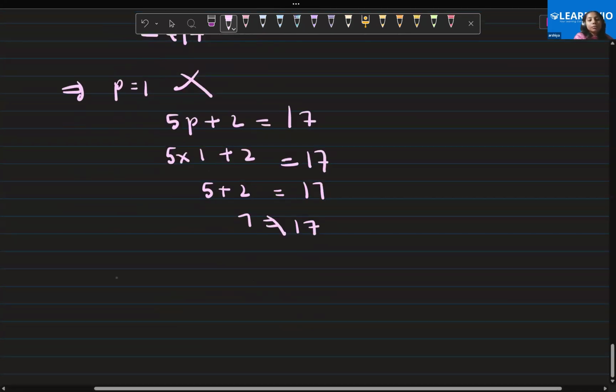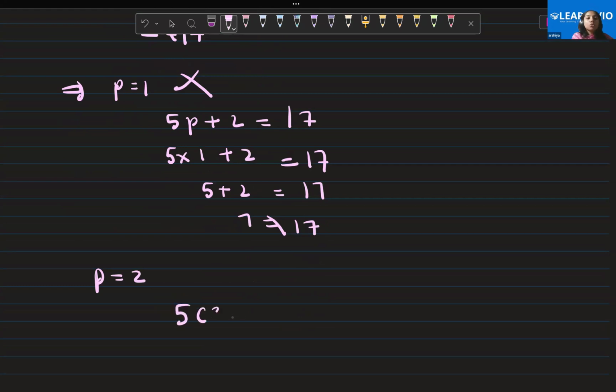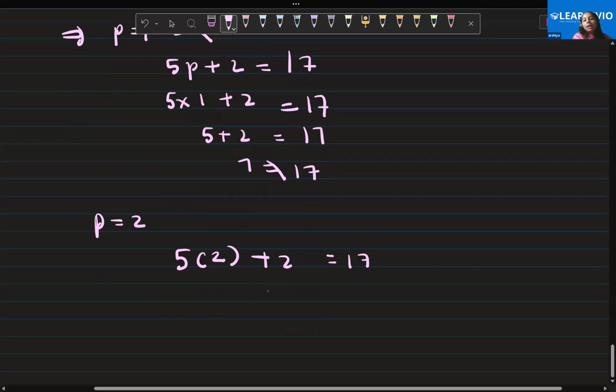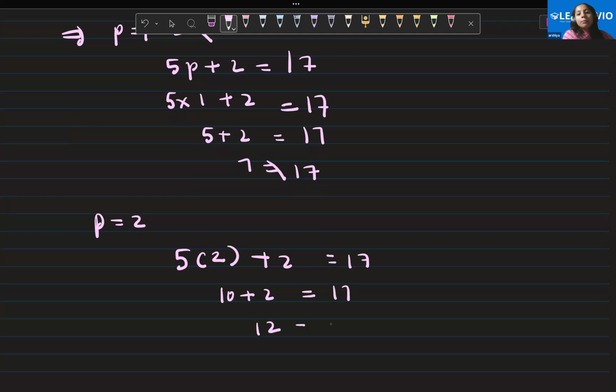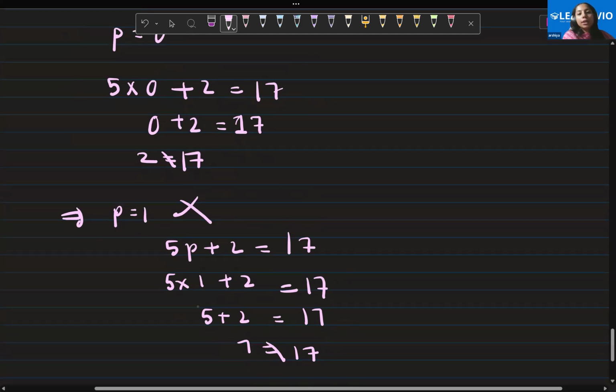Let's try with p equal to 2. So 5 into 2 plus 2 is equal to 17. I guess we're getting closer because 5 twos are 10. 10 plus 2 is not equal to 17 because it's 12. But as you can see, the numbers are getting bigger. So it was 2, then it was 7, now it's 12.